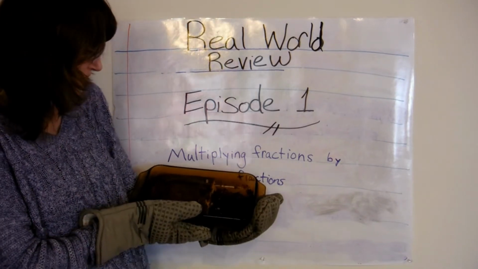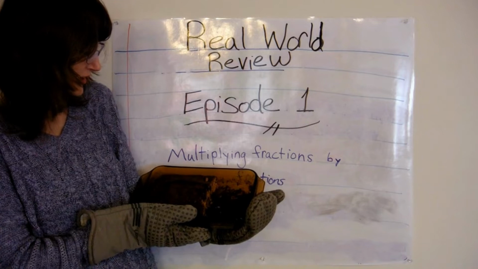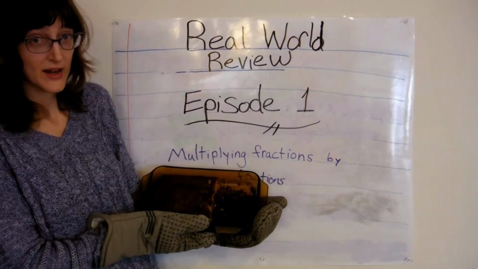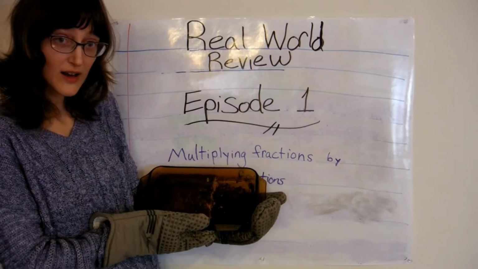So next, I want to take my 3/5 and split it in half. So that's really going to be 3/5 times 1/2. Go ahead and try and figure that out on your own.